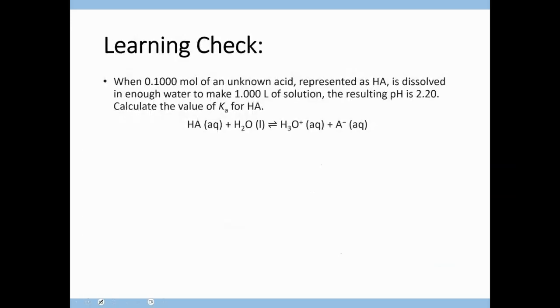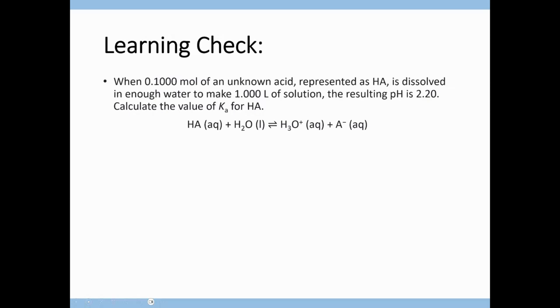Okay, let's round out our class today with this learning check. So we have 0.1 moles of an unknown acid. I'm just going to represent it as HA, dissolved in enough water to make a 1 liter solution. So you're adding an acid to solution. After it is added, the resulting pH is 2.20. Calculate the Ka for HA.